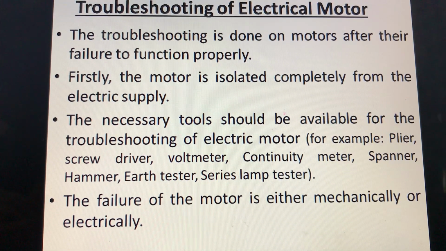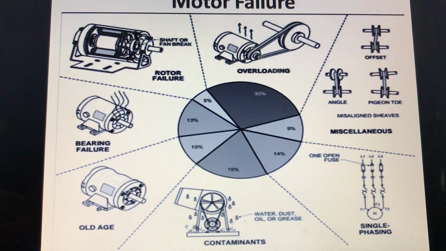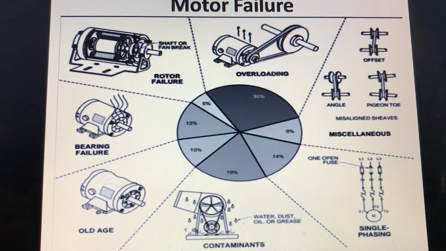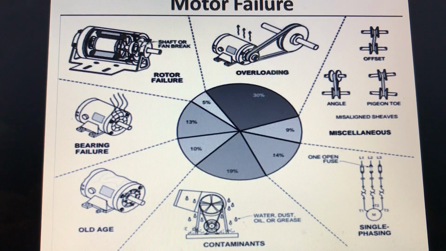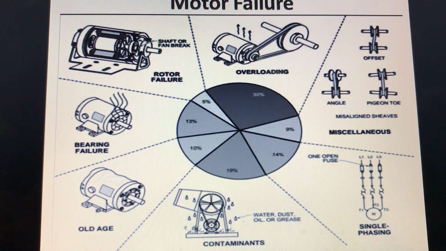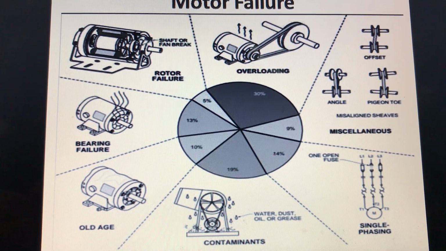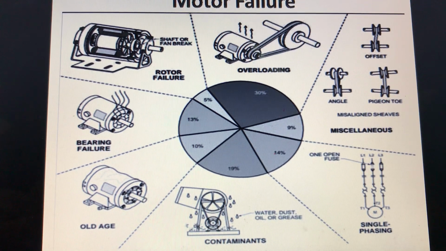The failure of motor is either mechanical or it could be electrical also. So this is the motor failure. This is a brief diagram to explain motor failure. 30% of failures are due to the overloading of the motor. Due to the overloading, the winding may get damaged. So 30% of the failures of motor are due to the overloading.